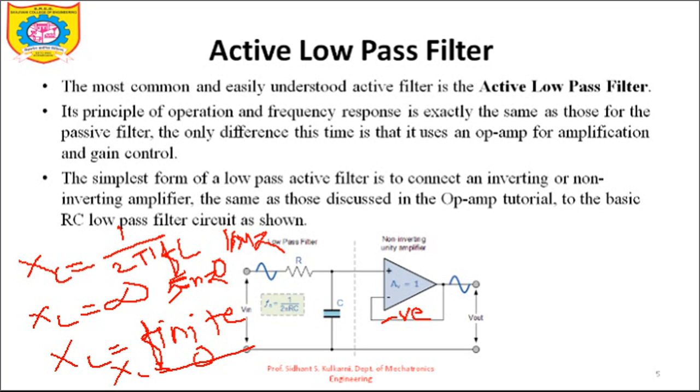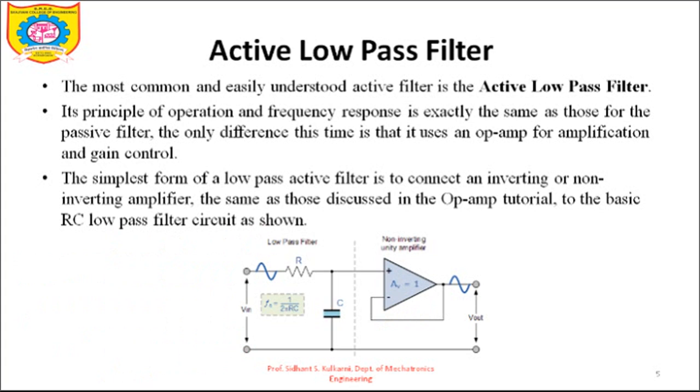So the very first and most easily understood active filter is the active low pass filter. Its principle of operation and frequency response is exactly the same as that of the passive filter. The only difference this time is that it uses the op amp for amplification and gain control. So the gain will be decided by the op amp components which are connected. Now see here, as the output is directly connected to the input, the gain is approximately equal to 1, because we know that the gain is 1 plus Rf upon R1 since it is a non-inverting amplifier with the feedback connected to the inverting input terminal, but there is no Rf and R1 here, so gain is directly 1 in this case.